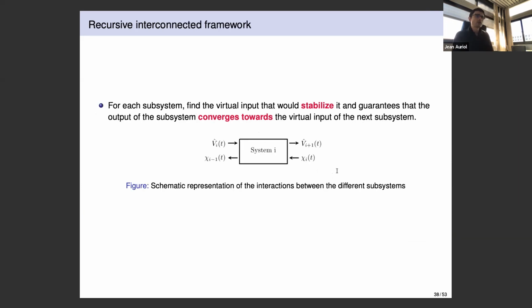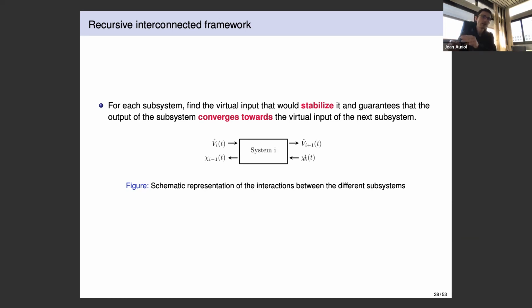Finally, the last class of controller I want to present is the recursive interconnected framework. Basically, your pipe is composed of different subsystems: an ODE at the top, some PDEs, actually one big PDE, or if you have different sections, different types of pipes, several PDEs which are interconnected, and one ODE at the bottom, which corresponds to the BHA. For each subsystem, you can define an input, which corresponds to the output of the previous system, and an output for this subsystem. And for each subsystem, you want to find the virtual inputs that would stabilize it and guarantee that the output of this subsystem converges towards the virtual input of the next subsystem.